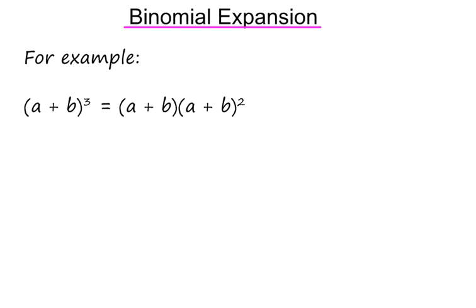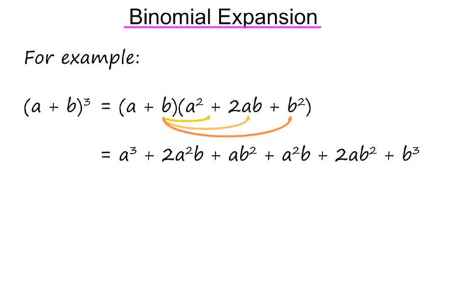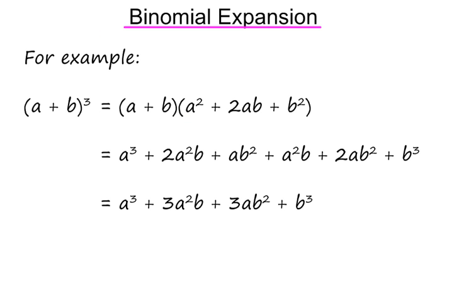(a + b) cubed, well, that's like multiplying our last expression by (a + b). So when we expand this, we know that that's a squared plus 2ab plus b squared. So multiplying everything by a gives us a cubed plus 2a squared b plus ab squared, because I have all three terms multiplied. Multiplying everything by b would give me a squared b, 2ab squared plus b cubed. When I collect all of this together, I get a cubed plus 3a squared b plus 3ab squared plus b cubed.